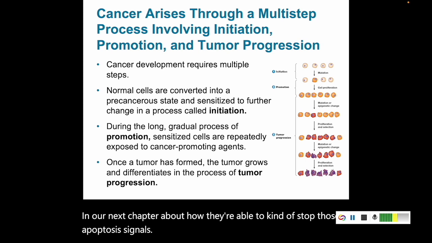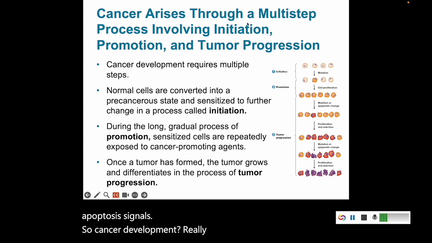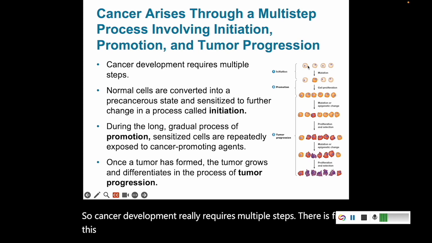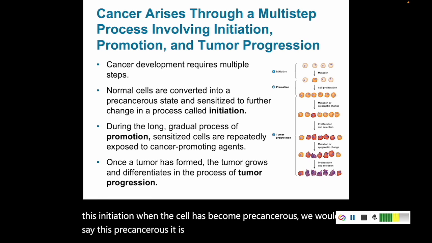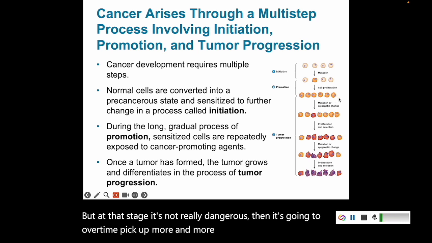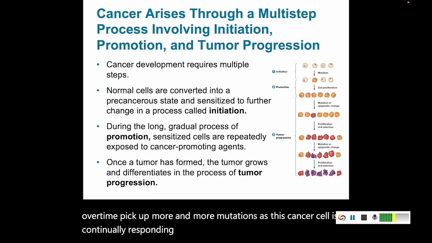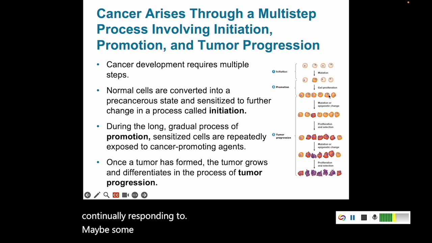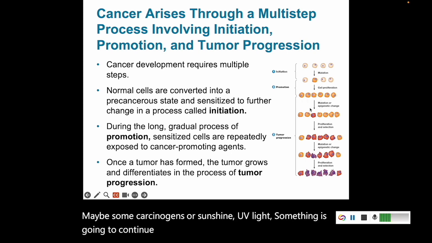So cancer development really requires multiple steps. There is first this initiation, when the cell has become precancerous, we would say. It is sensitive to developing further mutations, but at that stage, it's not really dangerous. Then it's going to, over time, pick up more and more mutations as this cancerous cell is continually responding to maybe some carcinogens or sunshine, UV light. Something is going to continue to cause mutations in these cells.